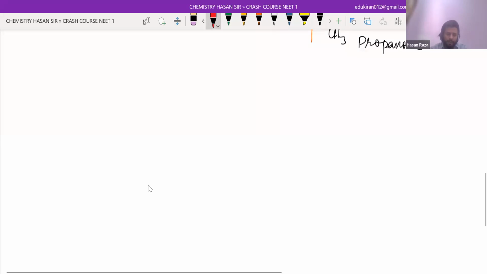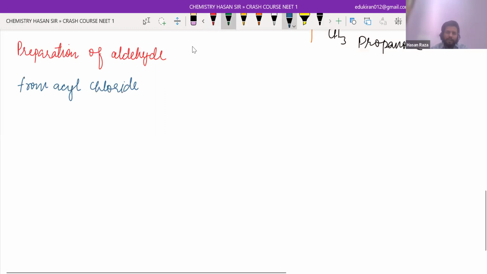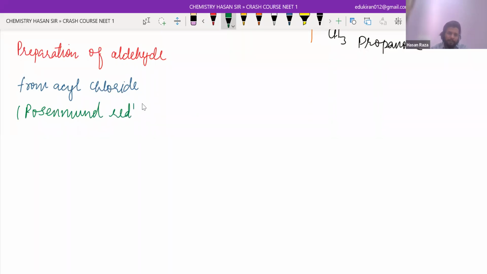Very good. Now the next is very easy. This is especially the preparation of aldehyde. I'm going to take it because it's a name reaction which is very important. This is from acyl chloride, or you can say acyl halide, which is also a functional group, and its name is the Rosenmund reduction, or Rosenmund reaction, you can call it.